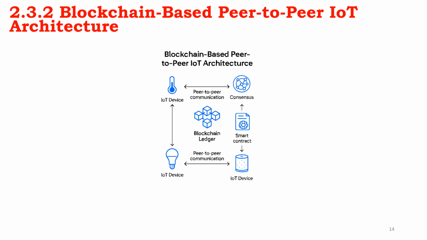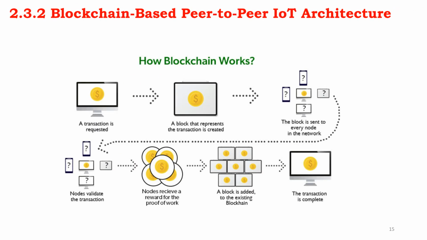The architecture involves peer-to-peer communication between IoT devices, where transactions are recorded on a blockchain ledger. Consensus mechanisms and smart contracts ensure reliable data exchange and automated actions. This diagram illustrates the blockchain process. A transaction is requested, a block is created, sent to all nodes for validation, and once consensus is reached, the block is added to the chain and the transaction is complete.